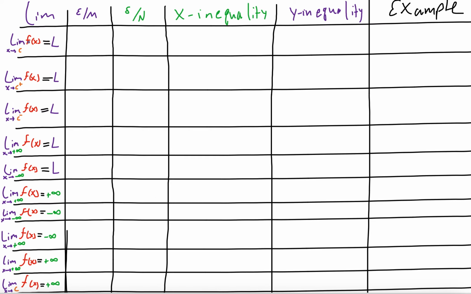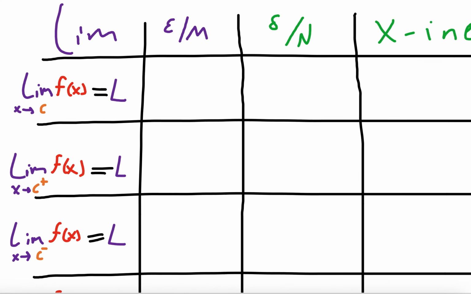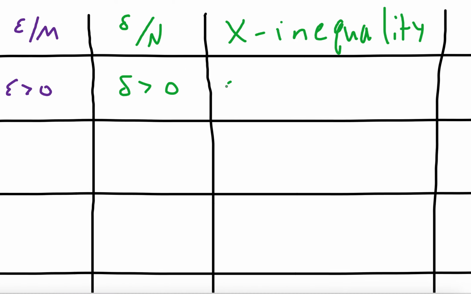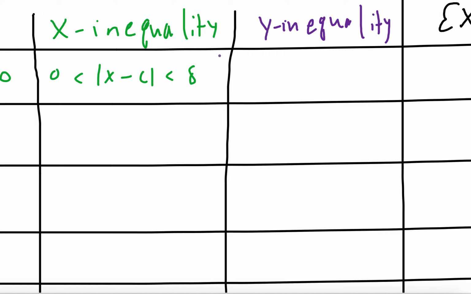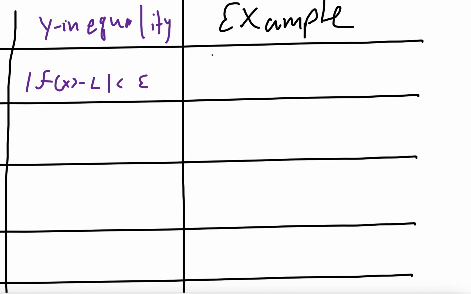So let's start with the limit as x goes to c of f(x) equaling L. In this case, we choose an epsilon that's greater than 0. And we let delta greater than 0, the value we're going to choose, such that 0 is less than the absolute value of x minus c is less than delta. And the y inequality here just means that the distance between the function and its limit is within epsilon. An example of that is going to be just any regular function.